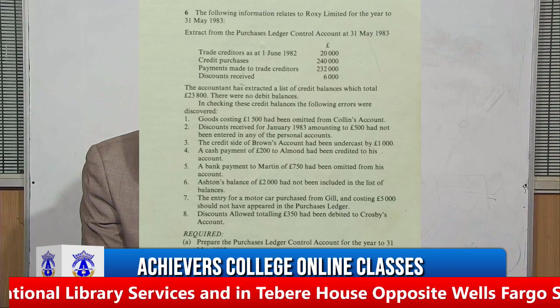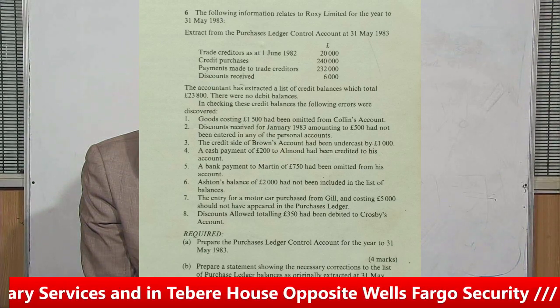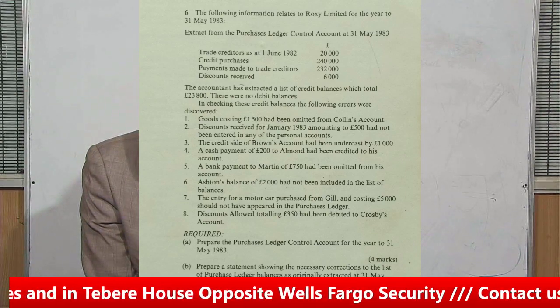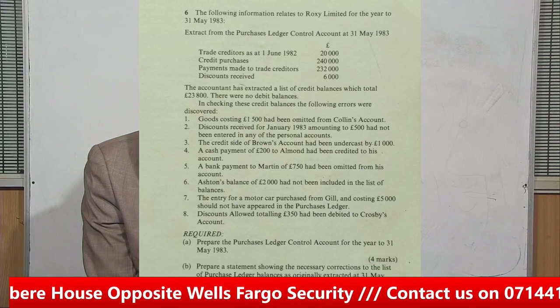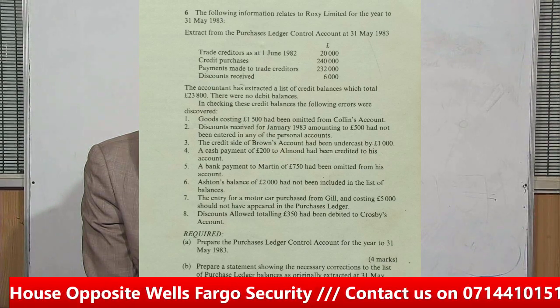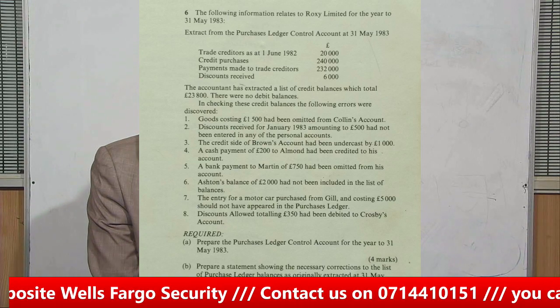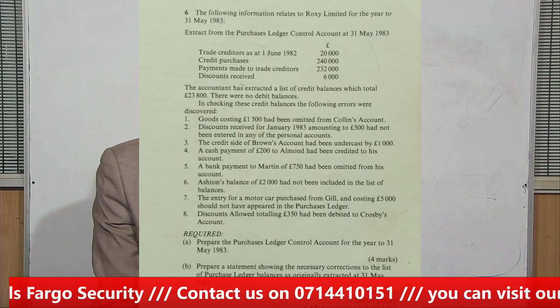Then number two, discount received for January 1983 amounting to 500 had not been entered in any of the personal accounts. Then the credit side of Brown's account had been undercast by 1,000. Then a cash payment of 200 to Almond had been credited to his account. It was a cash payment and he was a creditor, so it should have been debited because you are reducing his debt. A creditor being a liability, when you are reducing the debt, you should debit. But what happened? They credited. So you need to keep on checking such kind of things.